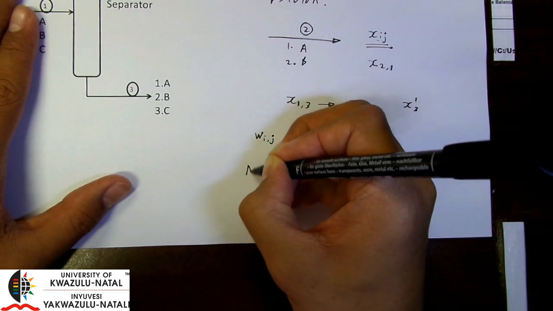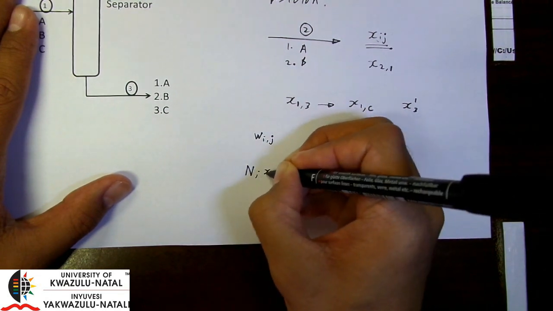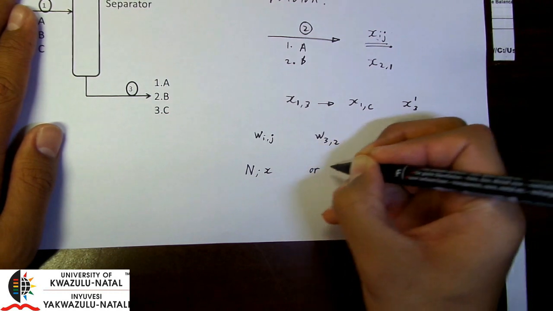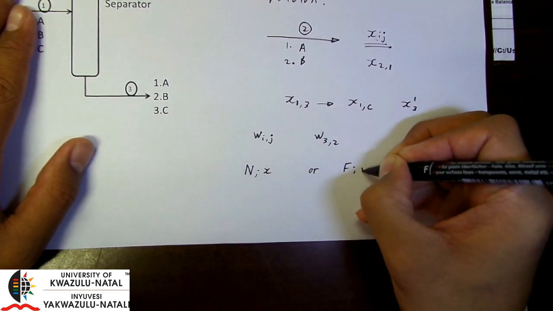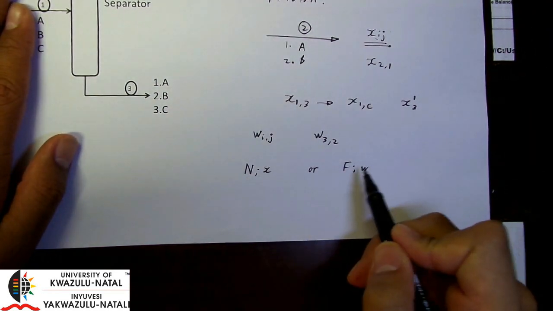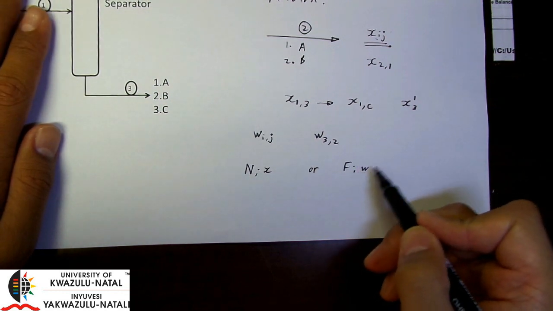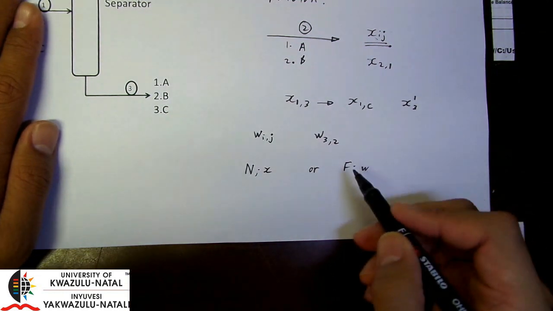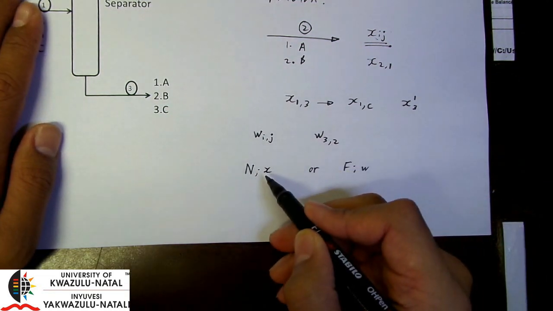So you will either find yourself working in terms of N and X, your molar flow rate and molar composition, or your mass flow rate with mass composition. It's very important that you do not confuse these two. You cannot use a mass fraction with a molar flow rate. You cannot use a mass flow rate with a mole fraction.